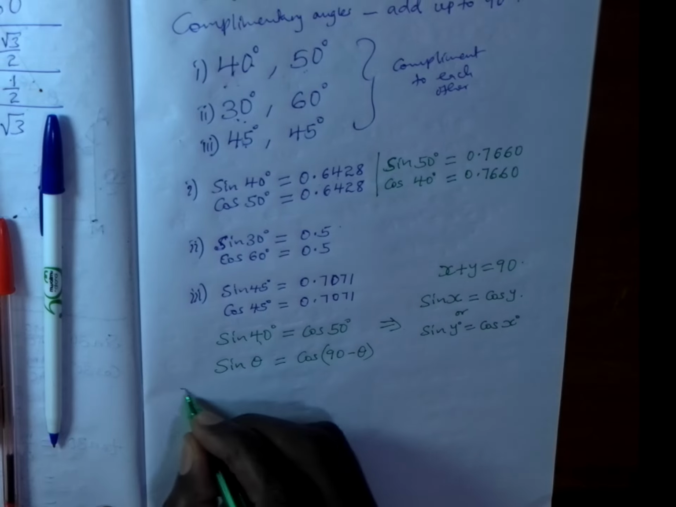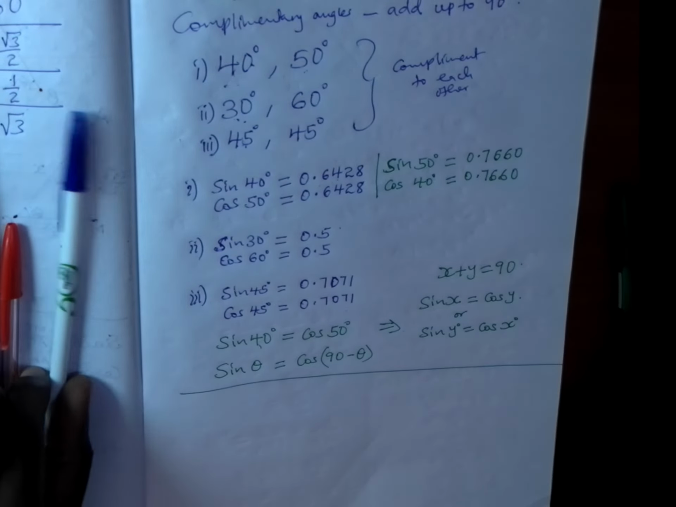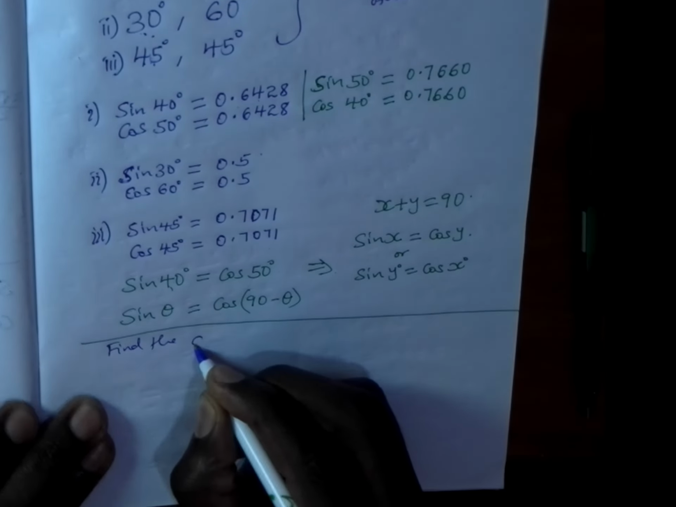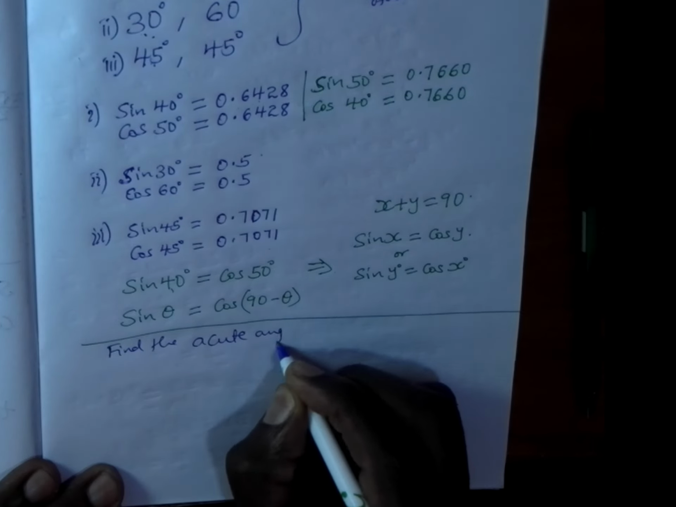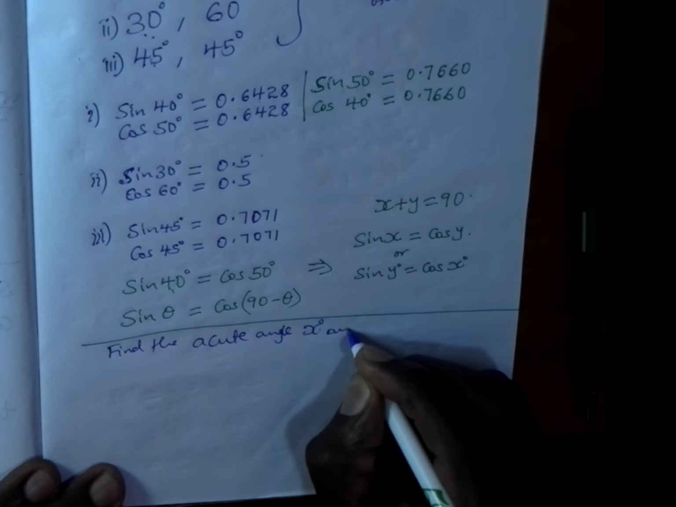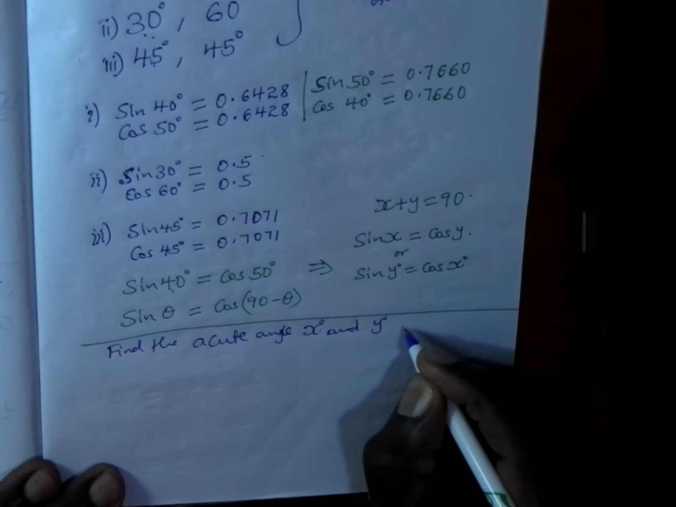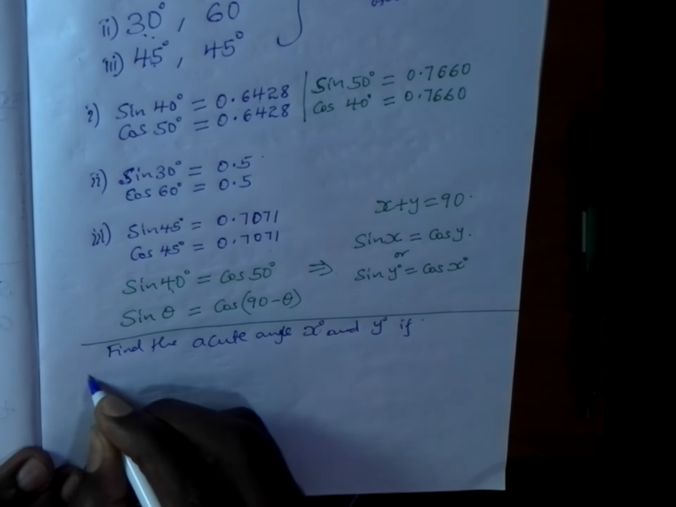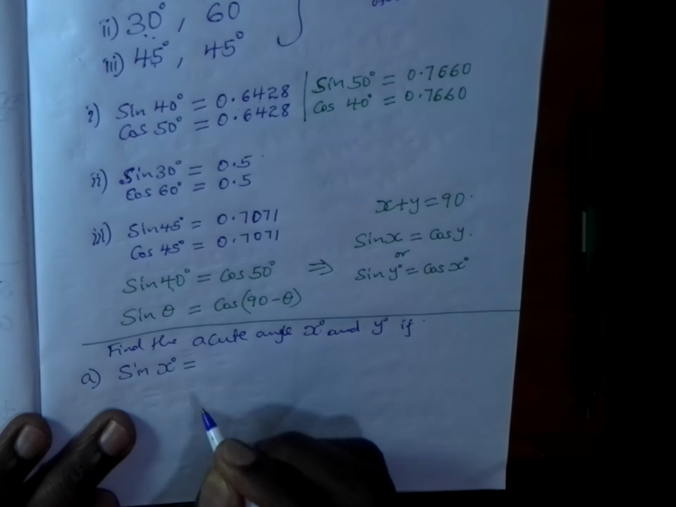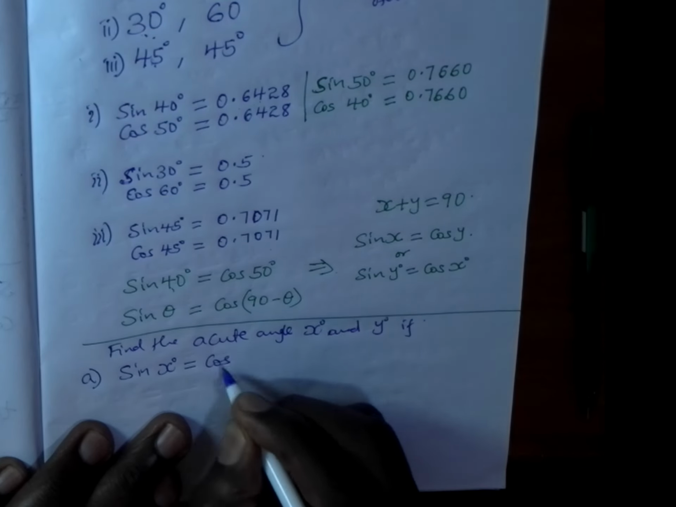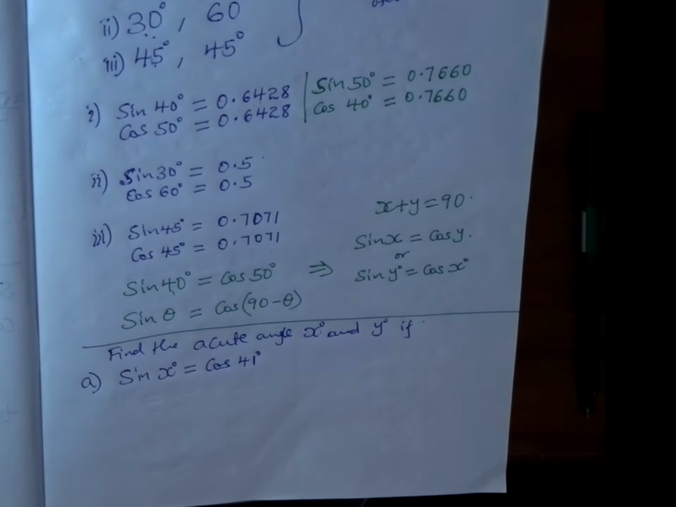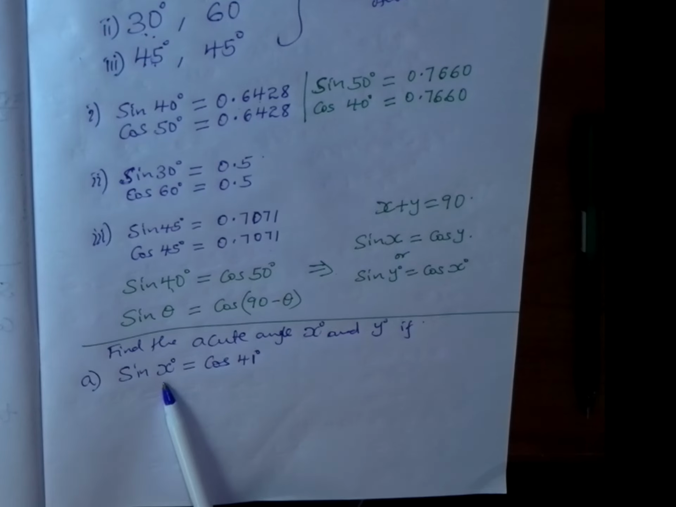And in that case, we can even try to do one example. Find the acute angles x degrees and y degrees if sine x degrees is equal to cosine 41 degrees. So we can find x.